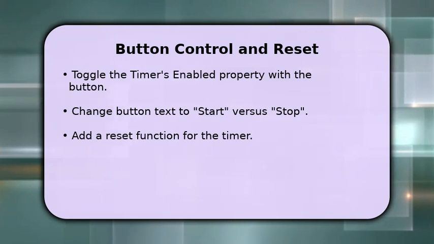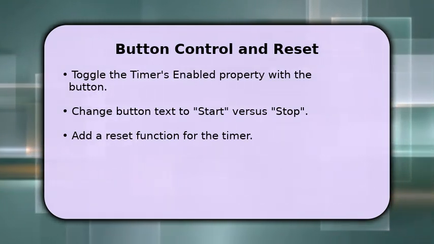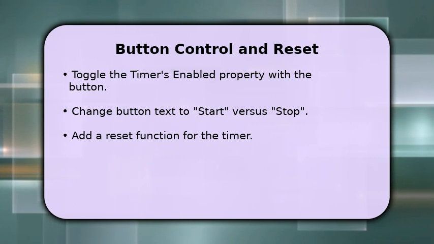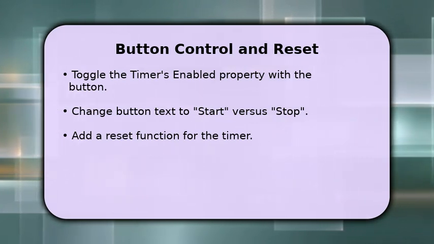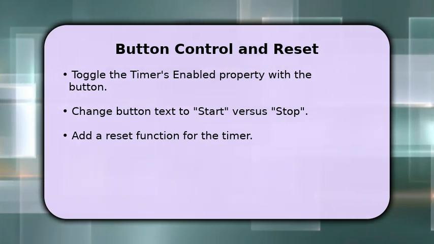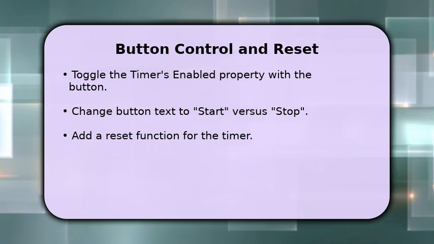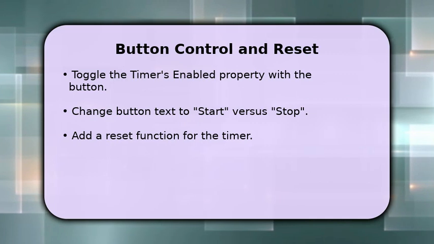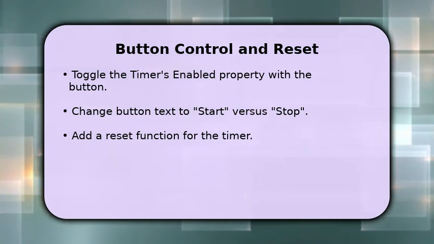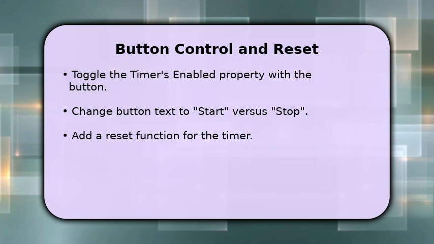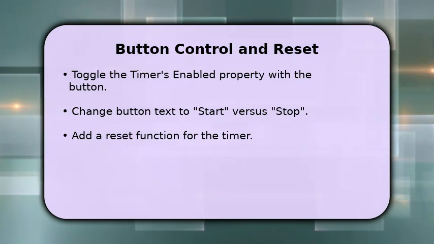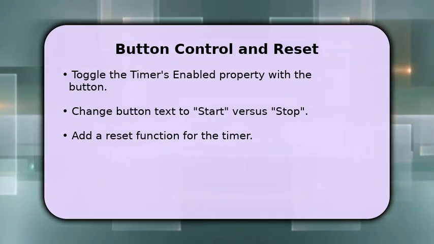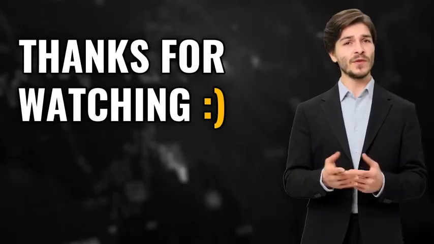Finally, let's control the timer with our button. When the button is clicked, toggle the timer's enabled property. You can also change the button's text to start versus stop based on the timer's state. Consider adding a reset function that sets the time variable back to 0 and updates the label. This provides full control over your timer.